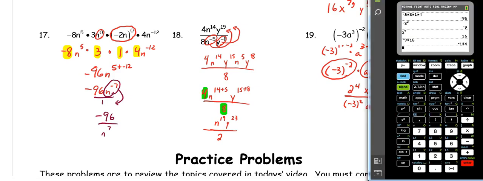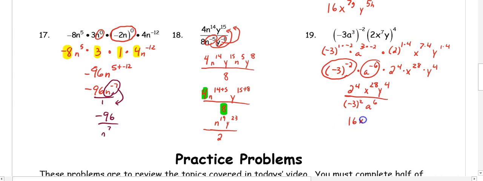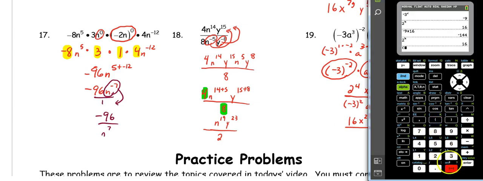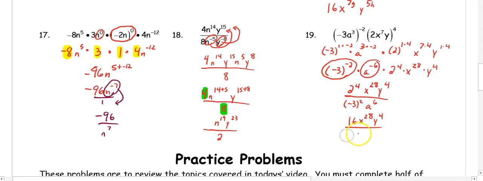So the last thing we can do then is we can evaluate 2 to the power of 4, which is 16. So we get 16x to the 28th, y to the 4th, over parentheses negative 3 squared, which is 9, a to the 6th.